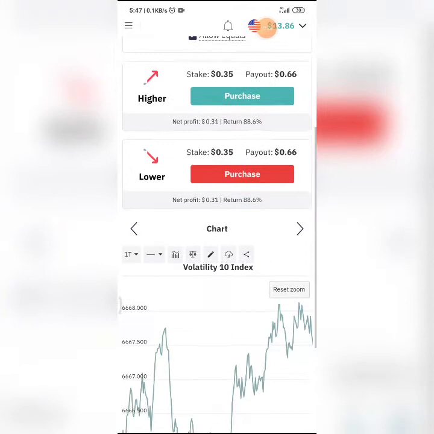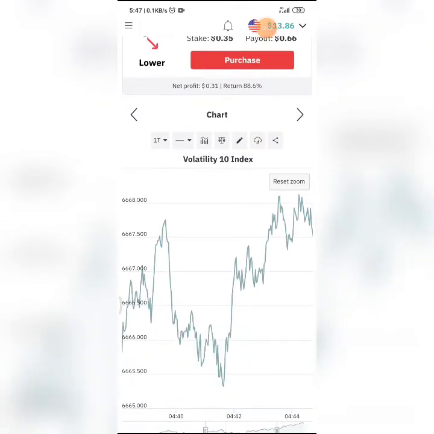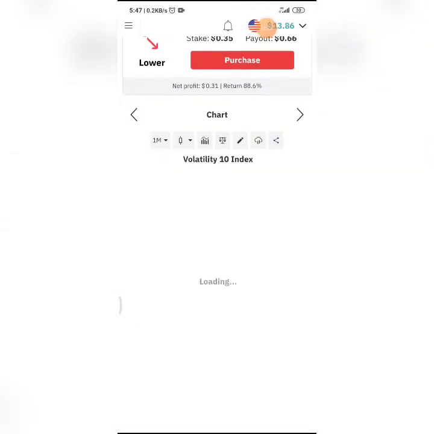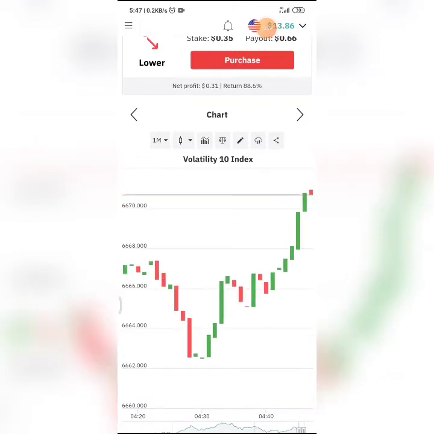What you do now is to change to chart, and what I'll do is to change from tick to 1 minute, okay? Now I can see from the 1 minute that there's an uptrend here. It's been going up steadily. Even in the last trade, you noticed there was an uptrend. That's why I went down there.